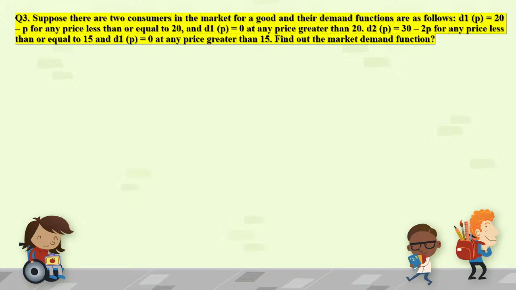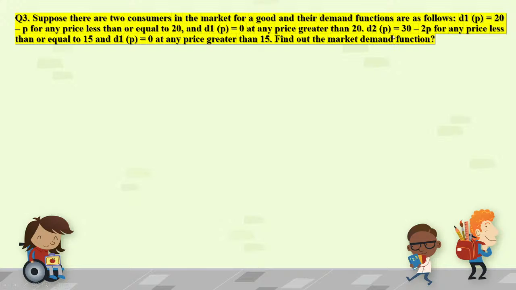Now there is a question given. Suppose there are two consumers in the market for a good and their demand functions are given. D1(P) is equal to 20 minus P. This is the first equation, where the 1 is in the subscript. So D1(P) equals 20 minus P is the first demand function, where the price is less than or equal to 20, and D1(P) is equal to 0 at any price greater than 20. So if the price goes above 20, this demand function becomes 0.